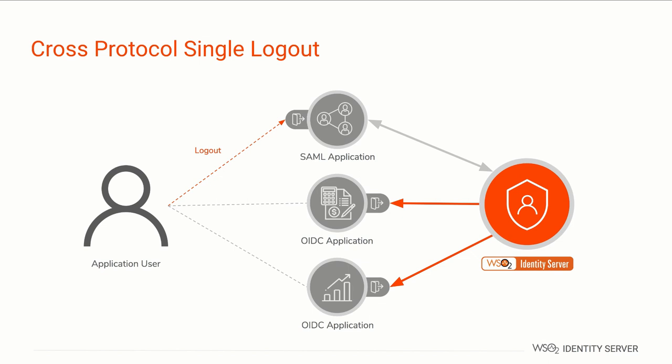As you see in this diagram, the user logs out from the SAML application and the identity server will send logout requests to the other two OIDC applications that the user has logged into. Let's look at how this actually works with a simple demonstration.